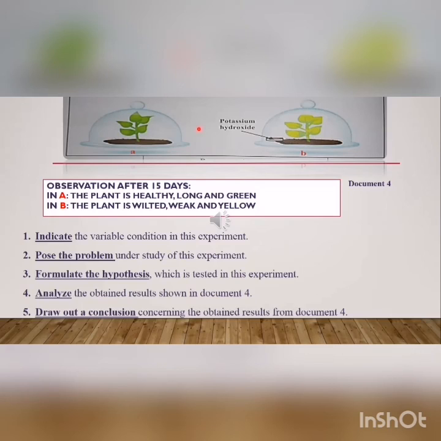Okay, these are the 4 factors for the growth of chlorophyllic plant. We use these 4 experiments in order to show their importance. So water, mineral salts, light, and carbon dioxide are the 4 factors needed in order to make the chlorophyllic plant grow normally and have a healthy growth.